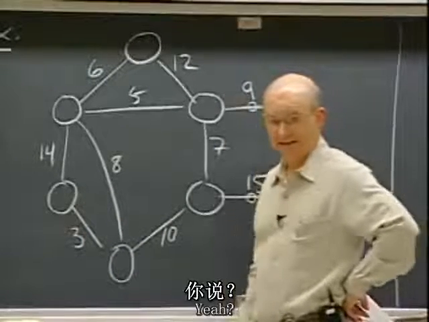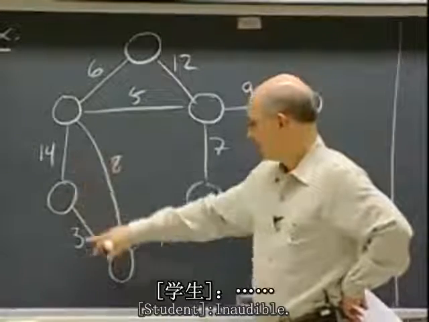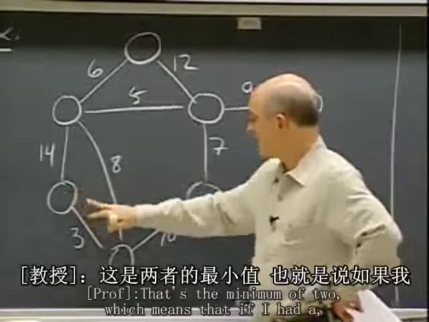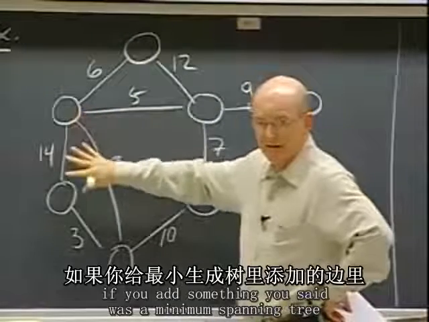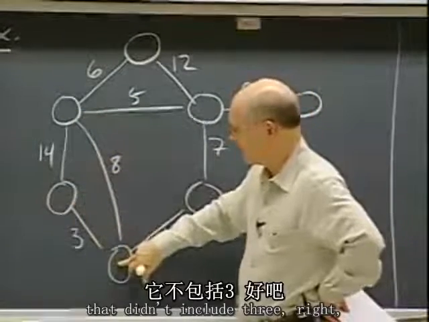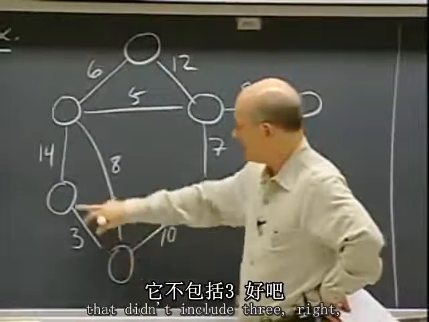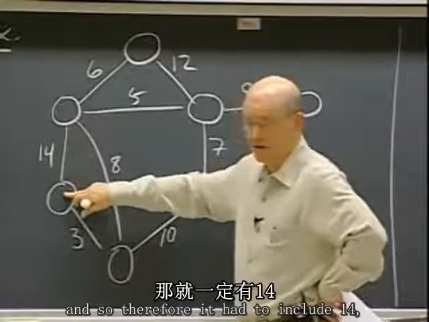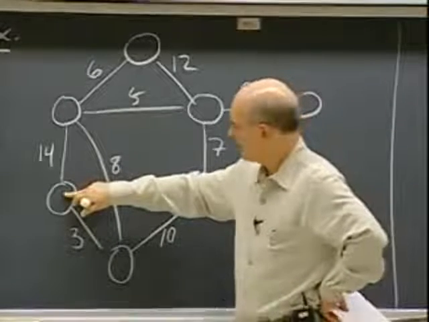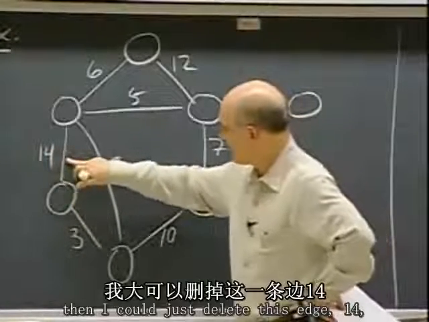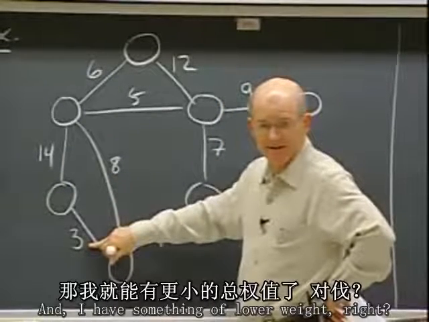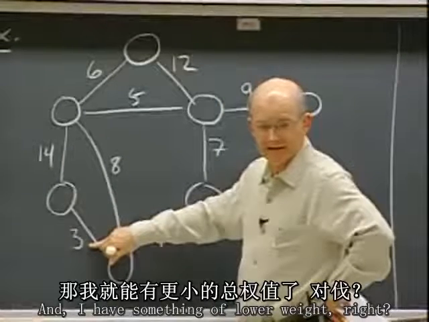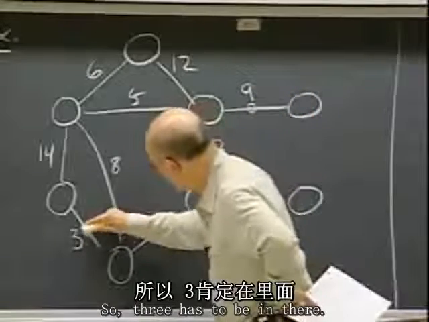Yeah. The node's only reachable by 2 edges, and that's the minimum of the 2. Which means that if you had something you said was a minimum spanning tree that didn't include 3, and so therefore it had to include 14, then I could just delete this edge 14 and put in edge 3, and I have something of lower weight, right? So 3 has to be in there.